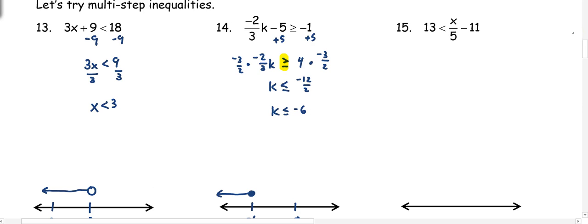15. We have 13 is less than x over 5 minus 11. So we're going to add 11 to both sides. 24 is less than x over 5. So to get x by itself, we're going to multiply 5 on both sides. And we get 120 is less than x. Remember, in order to graph that, our variable must be first. So we get x is greater than 120.